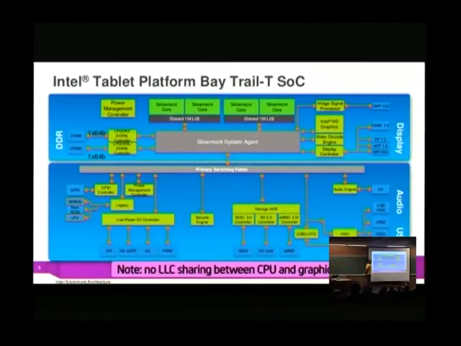Overall, this is what the basic block diagram looks like, and this is a bit different than what you would see on a client platform. It doesn't have a QPI bus.